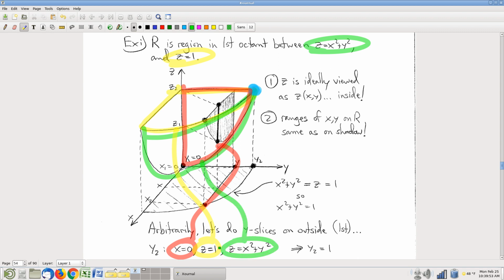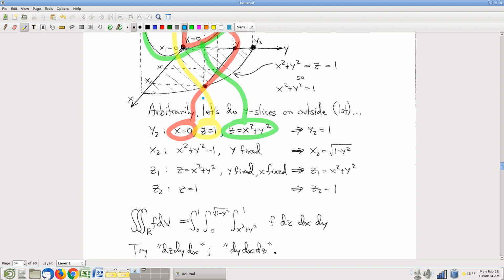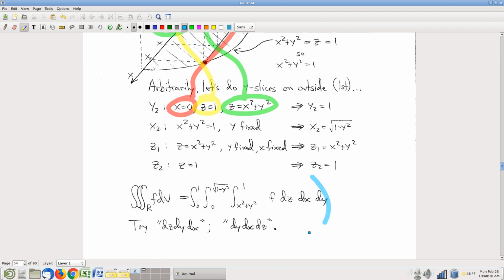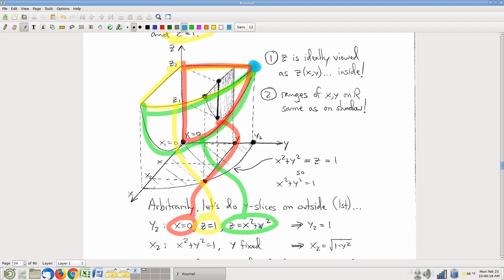I'd already identified this plane, y equals z equals 1, and this surface, z equals x squared plus y squared. The picture tells me, because of the nature of this shape, that I need the point on the back face, where x equals 0. Everybody on board? Again, solve for what you're interested in. We're doing y slices, don't forget. Therefore, I want to solve for y. And there you go.